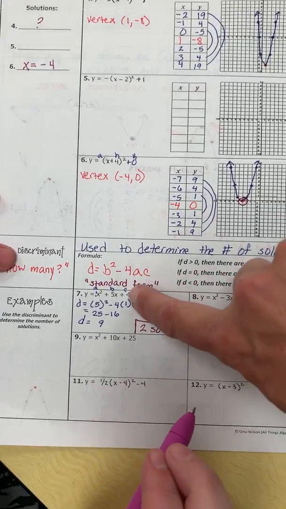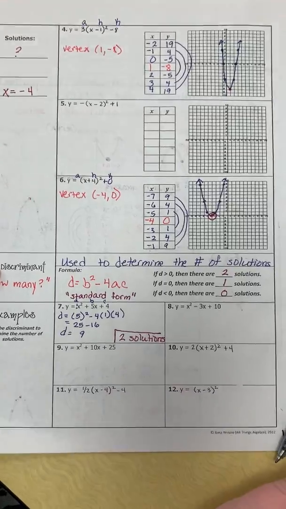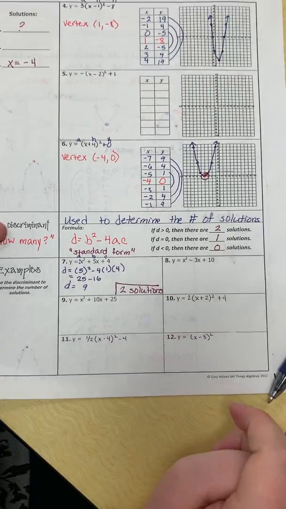If we graph that parabola, we know it's going to open up and it's going to cross the x-axis twice. Yep. We don't know where, but we know it would cross twice.